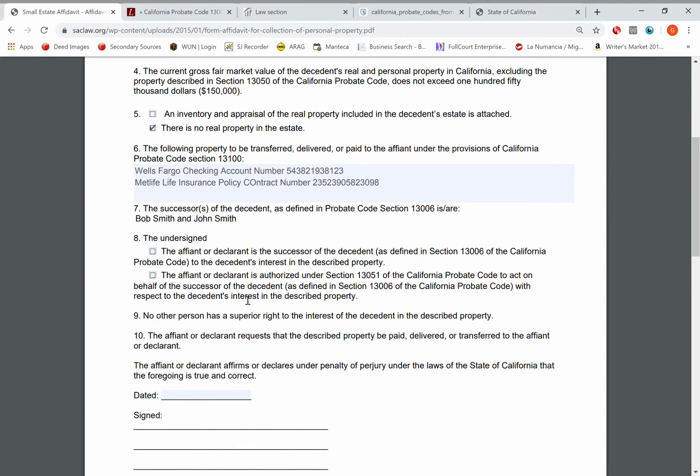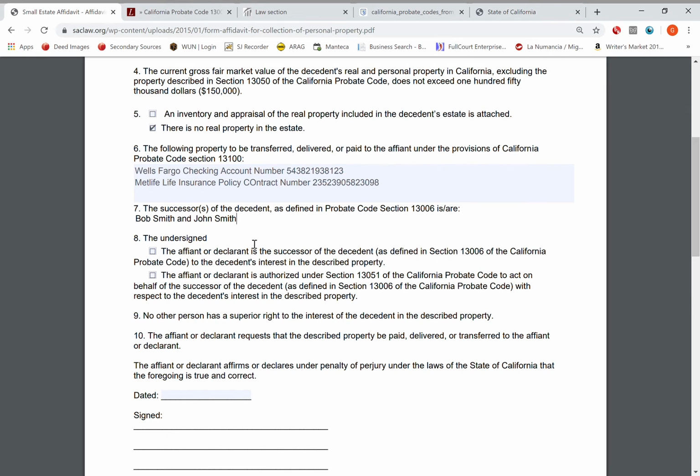Once again, a choice option. Either the affiant or declarant is the successor of the decedent, so either the person signing this is the successor, or the affiant or declarant is authorized under Section 13051 of the California Probate Code to act on behalf of the successor of decedent. So what the heck are we doing here if we check that second box, okay?